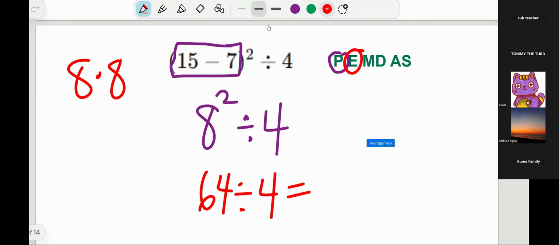Anybody know what that is? Because I don't have a calculator. I think it's 16, but that's just an estimate. Is that right? Yeah, it's 16.